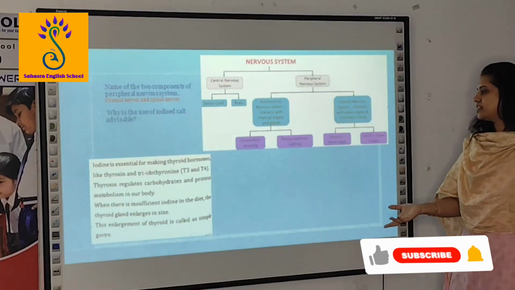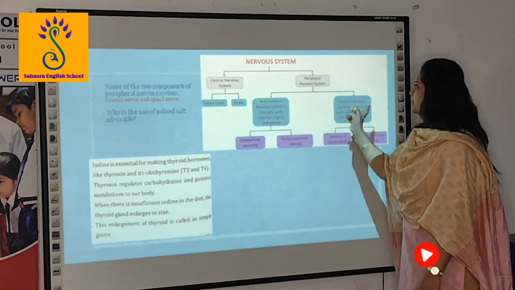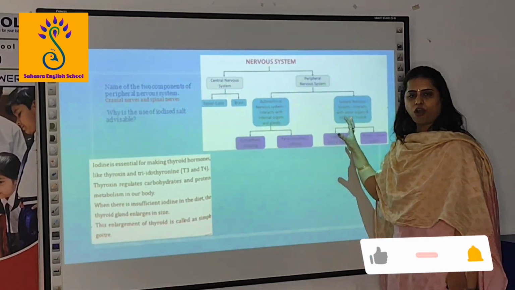Again, it is further divided into sensory and motor. Sensory and motor. This is the division of the nervous system.